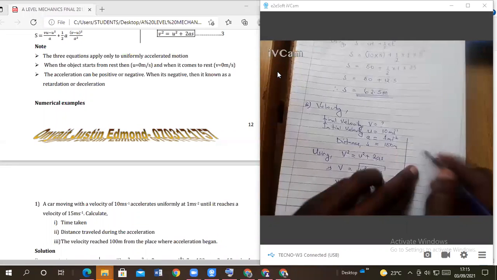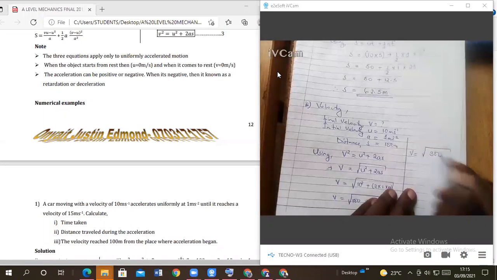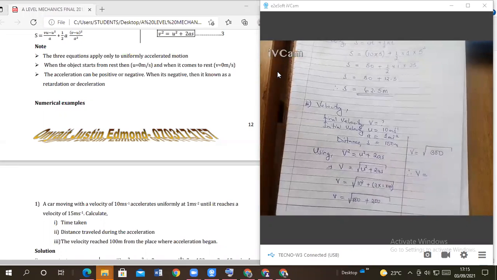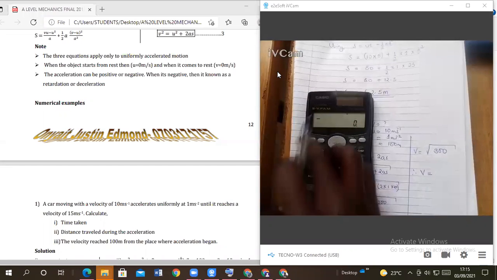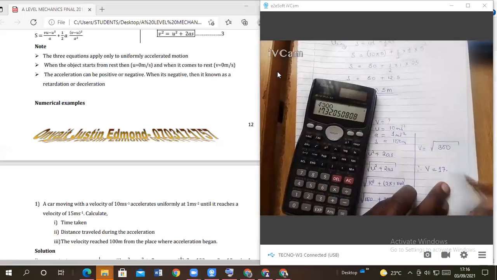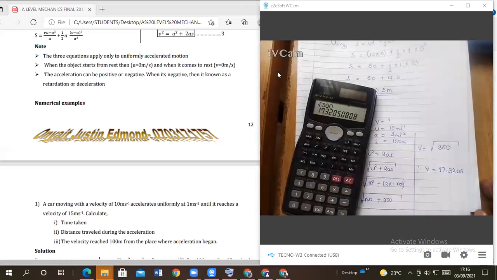Okay. So our V equals the square root of 300. What is the square root of 300? Therefore, V equals, what do you get? First, reset your calculator before you press anything. First, reset to avoid errors. So what is the square root of 300? We get 17.3205. At least write your answers to four decimal places.